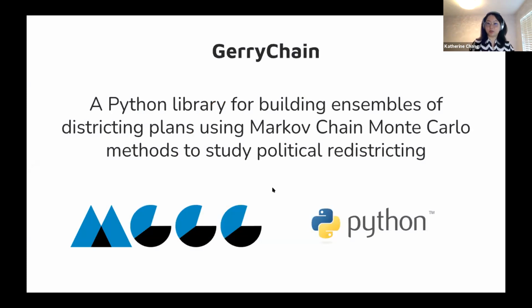And we can generate ensembles of potential districting maps using GerryChain. GerryChain is a Python library written and managed by the Metric Geometry and Gerrymandering Group, or MGGG, at Tufts University, and worked on extensively by our project lead, Daryl DeFord.